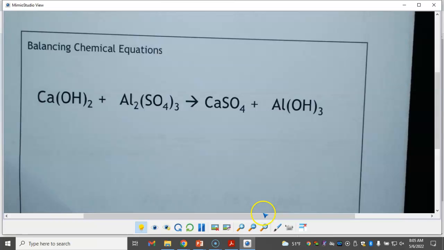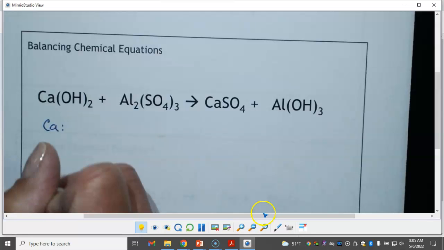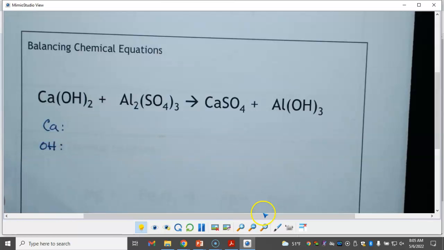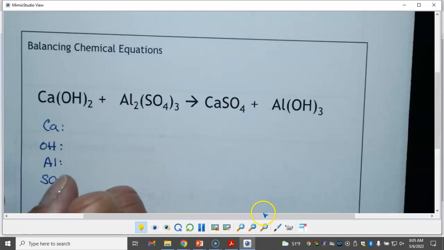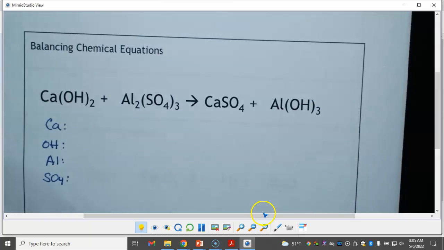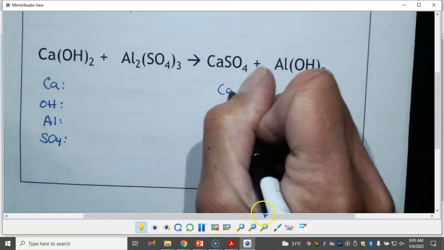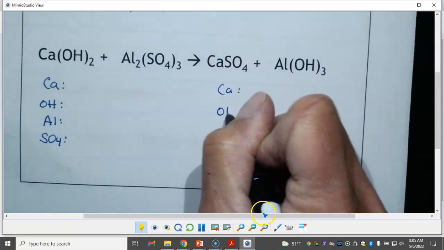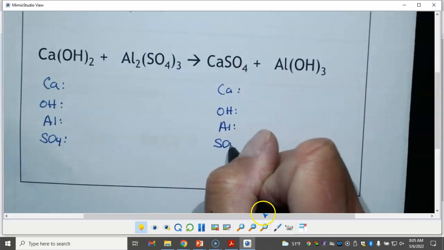I'll give you one other example after this. So I could say we have calcium, we have hydroxide, we have aluminum, and we have sulfate. Okay, so this is one way to do it. Or I could break all the elements up. So on this side, I'm going to have calcium, I have hydroxide, I have aluminum, and I have sulfate.